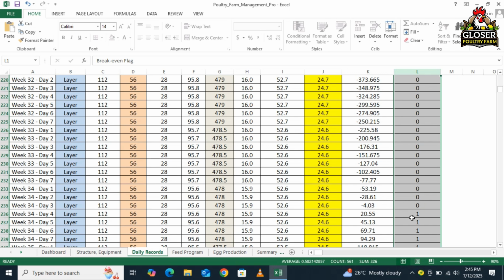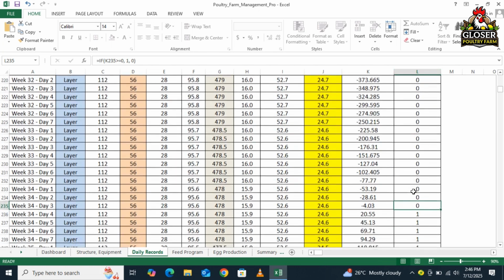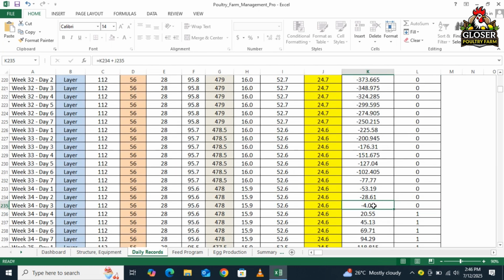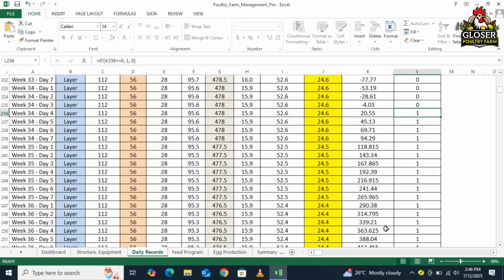The break-even flag works very simply. As long as you haven't yet covered your total costs, the flag shows a 0. That means you're still in the recovery stage. But the moment you cross the break-even line, the flag changes to 1. That's a signal that you have now earned back everything you spent to start the farm. From that day forward, all the income from selling eggs is yours to keep. You can even start using your daily profit to buy feed or expand your farm without touching your savings.